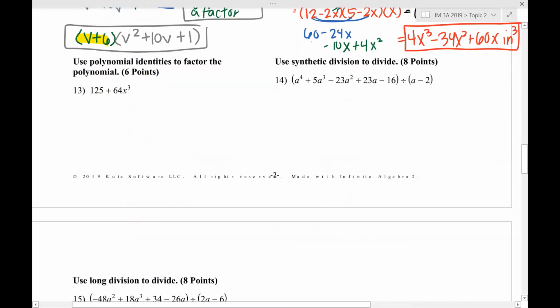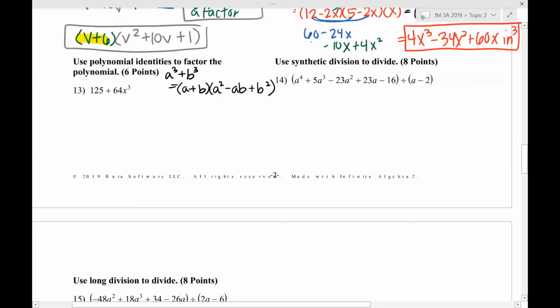Question 13 is asking us to use polynomial identities to factor the polynomial. So this is either going to be a sum of cubes or a difference of cubes. So notice that we have a plus sign here. So that means that we want to think about this as a cubed plus b cubed. So remember that you need to have the formula memorized that this expansion factors to a plus b, times a squared minus ab plus b squared.